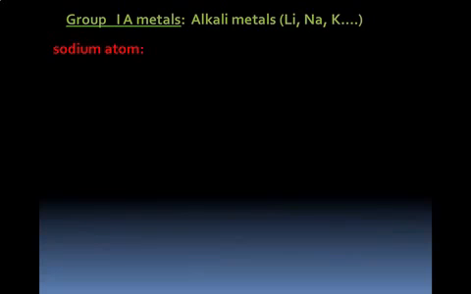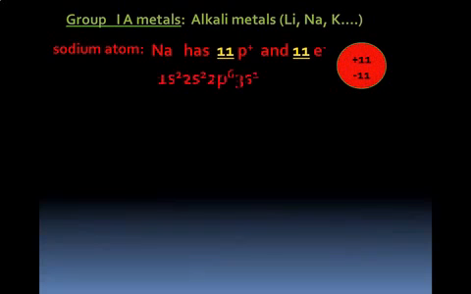An atom is going to have a neutral charge. So we'll use sodium for an example, and it has 11 protons and 11 electrons. Its electron configuration is 1s2, 2s2, 2p6, 3s1. So that 3s1 is keeping it from having the configuration of a noble gas.